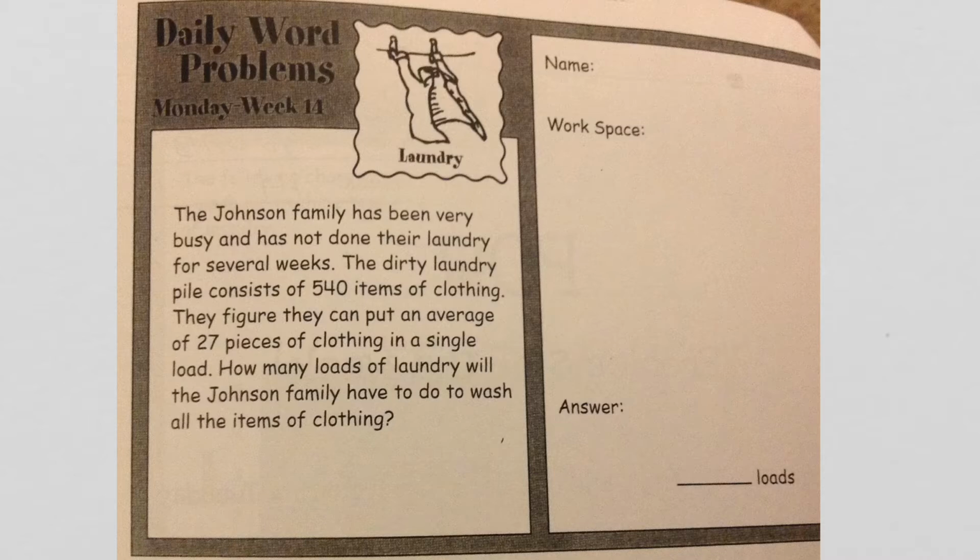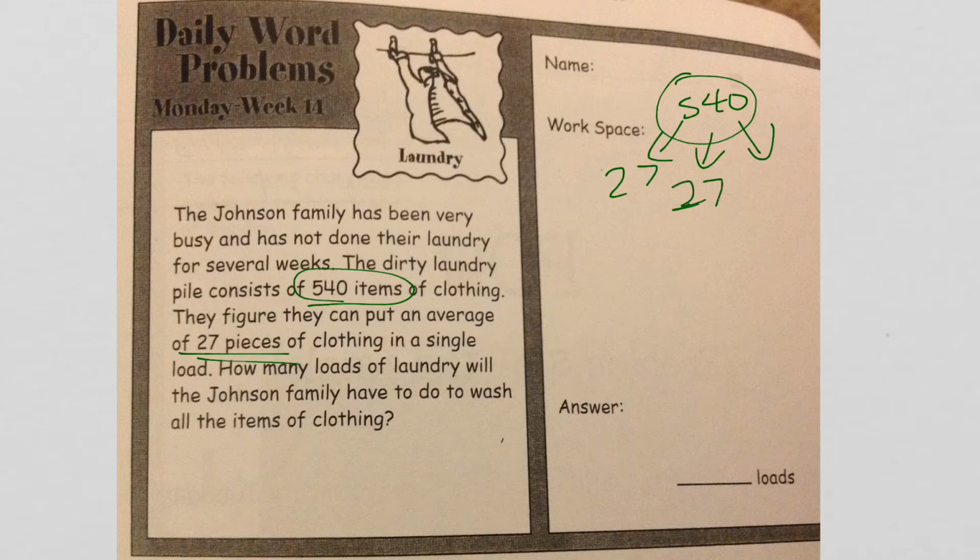Okay, so I have a total of 540 items. And I'm going to take those 540 items, and it looks like each load can be about 27 pieces. So I have some options here of trying to figure out how to solve this problem. So I've got my 540 items, and I'm going to break that into groups of 27 each, right? So, how many groups of 27 can I make?